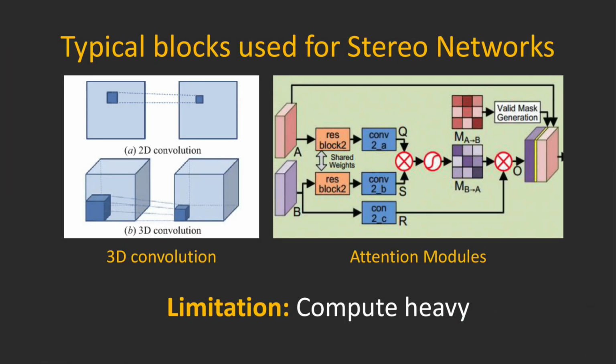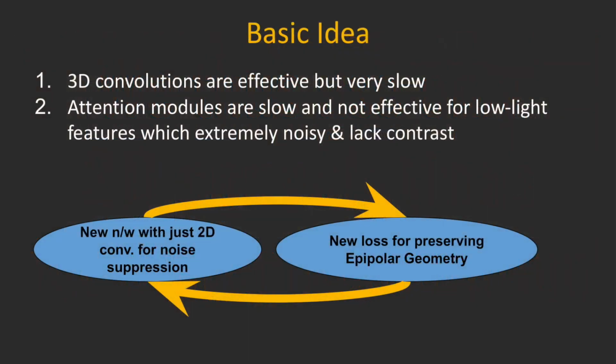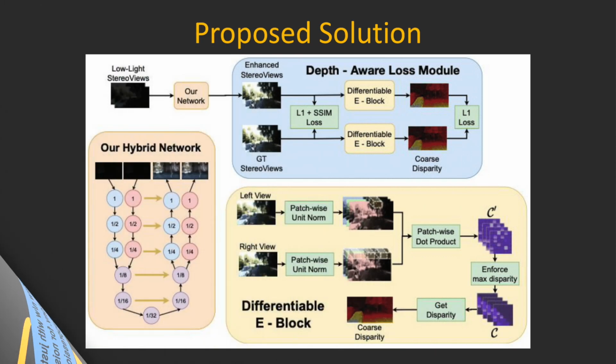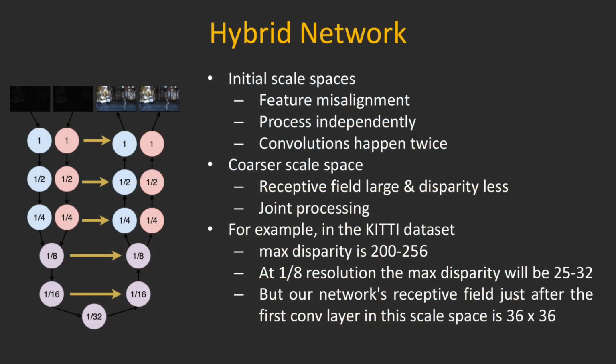The basic idea is that the inference network responsible for image restoration will use only 2D convolutions, but during the training phase, it will be trained using an epipole preserving loss function. Our solution thus consists of a hybrid U-Net architecture and a depth-aware loss module. The hybrid network processes the left and the right views independently in the initial scale spaces due to the large disparity.